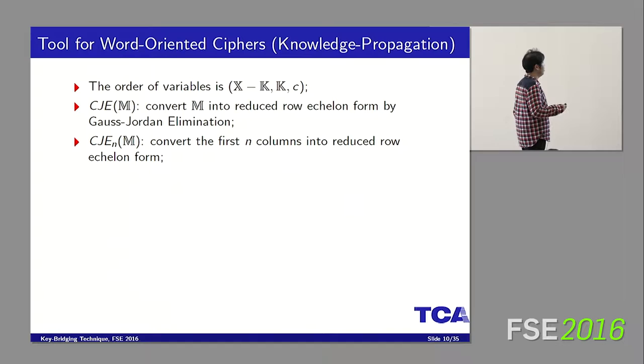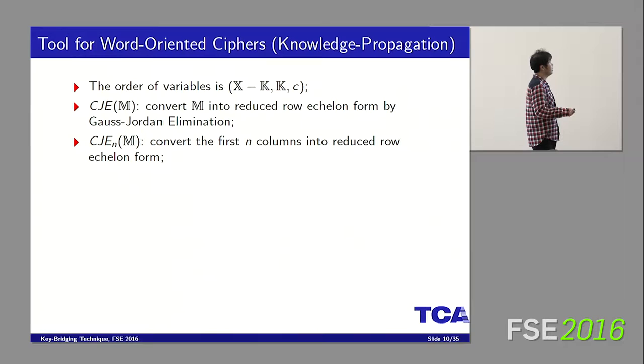Here minus means the supplementary set of K in X. C is the column for constant. Since it's known to us, we ignore it for simplicity and clearness. CJEM means that we convert M into reduced row echelon form by Gauss-Jordan elimination. CJENM means that we convert the first N columns into reduced row echelon form.